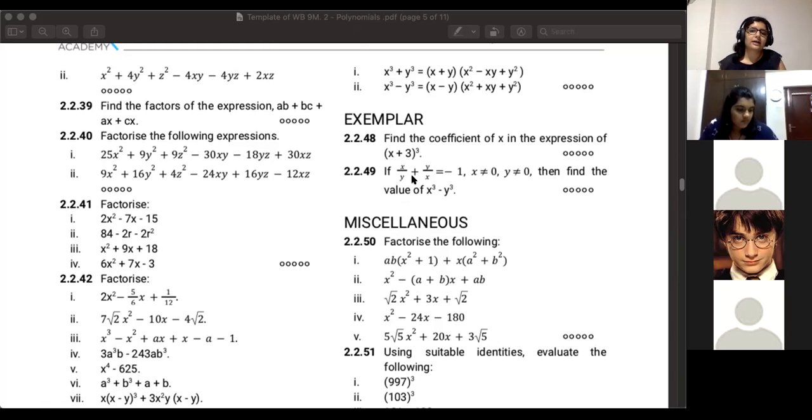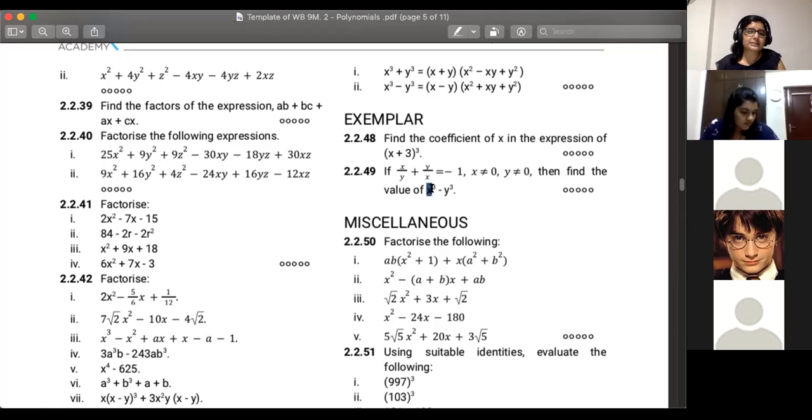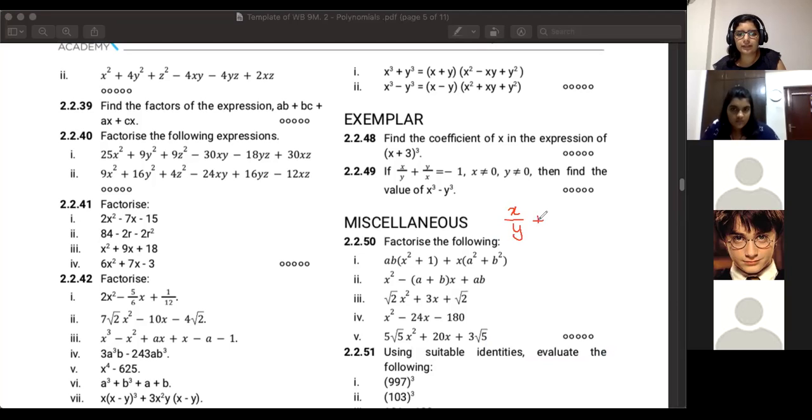Okay, this is easy. How will you do this problem? Like, how will you approach this? So look at what you're given. You're given that x upon y plus y upon x is equal to -1, right? So if I simplify this, what will I get? To simplify the LHS, the only thing you can do since you have fractions is take the LCM. तो लेने पे क्या होगा?